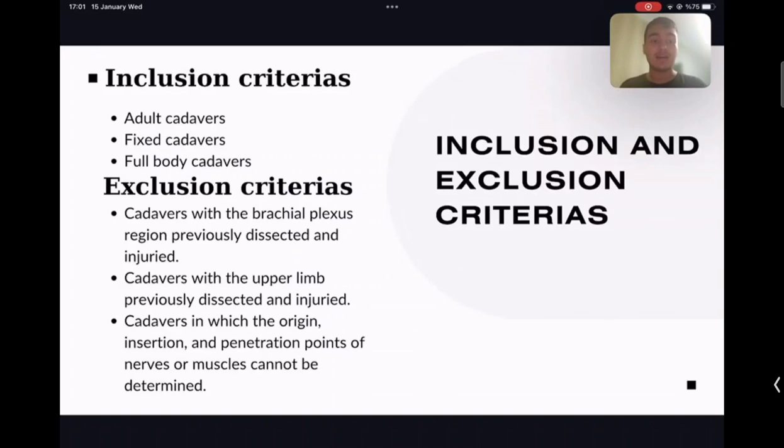These are the general criteria, and we will finish our slides in there.